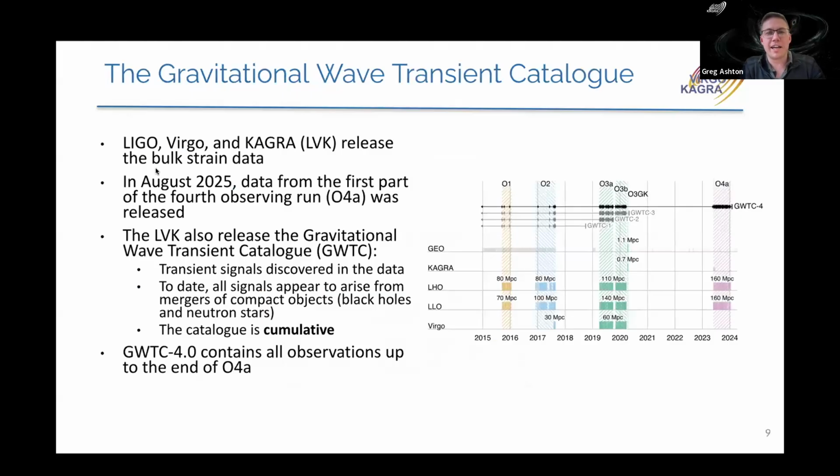So, okay, let me finally get then to what the Gravitational Wave Transient Catalog is. The three collaborations, LIGO, Virgo, and KAGRA, release their strain data in bulk at the end of sections of each observing run. And so in August 2025, the first part of the fourth observing run, so O4a, the data from that was released.